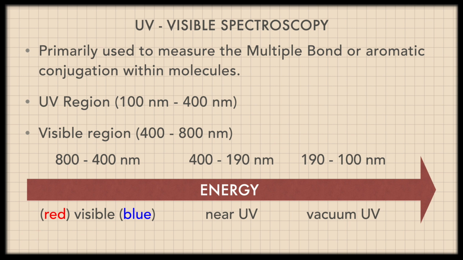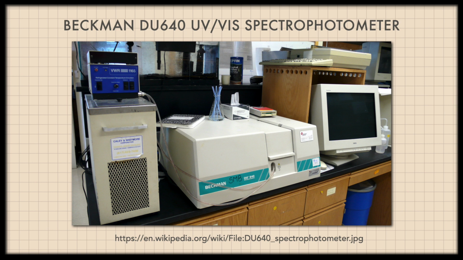Now a UV visible spectrometer looks something like this. You have your UV visible machine here. It's connected to a controller and then to a computer where you can plot a graph. So this is more like an automated system. You don't have to do anything. You put in the sample and the reference sample, and the system will take care of everything.